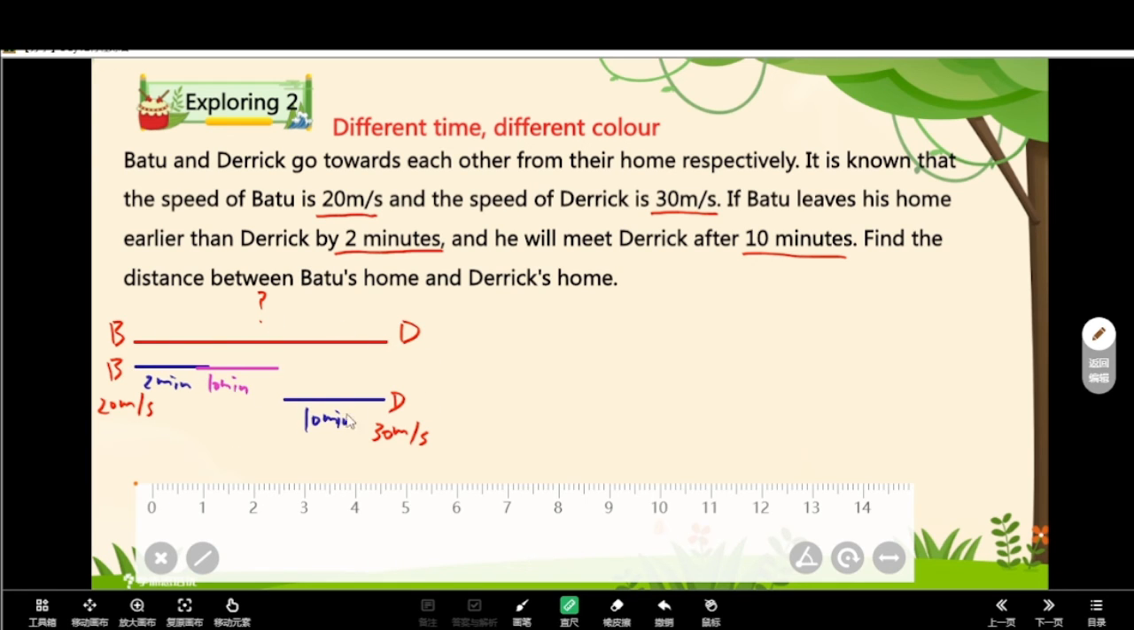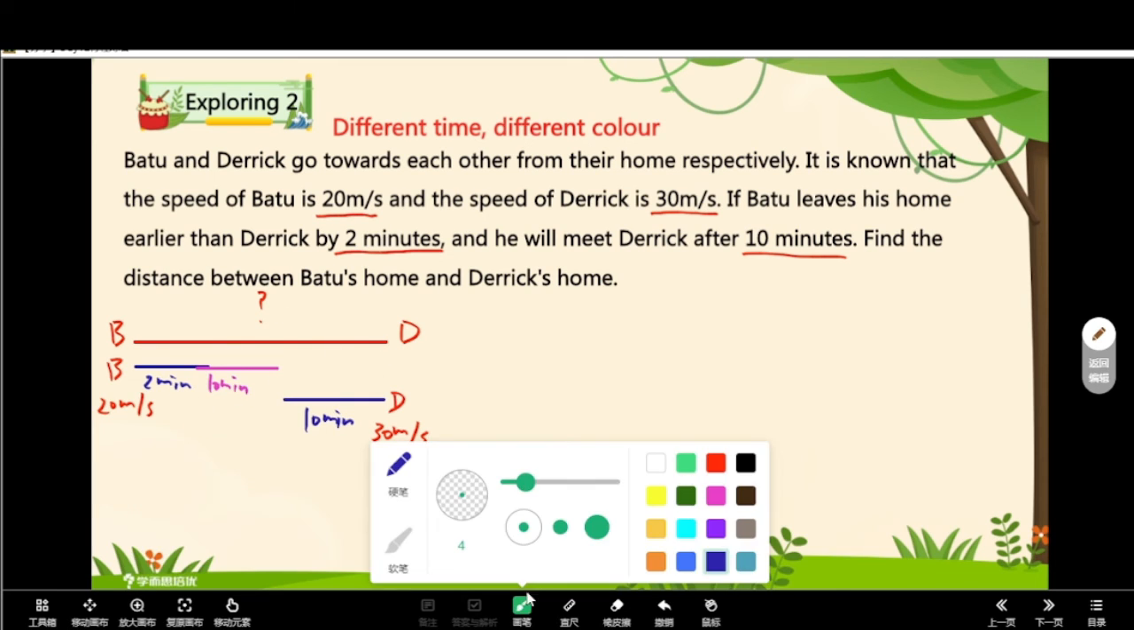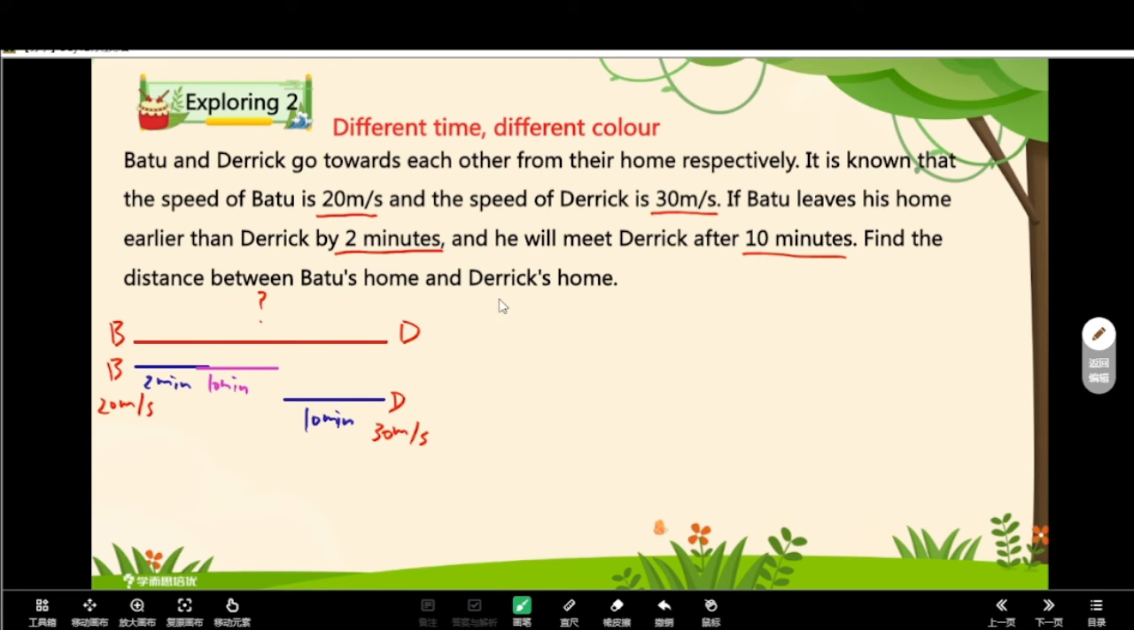Actually, it is talking about the sum of this distance and this distance, right? So if we can calculate the three distances, we can know the total distance. Then let us calculate it together. For the first distance, what will be the speed? It will be 20 meters per second because it is talking about Batu. And then how about the time? 2 minutes. The first 2 minutes that Batu has traveled. And then you can calculate the answer yourself.